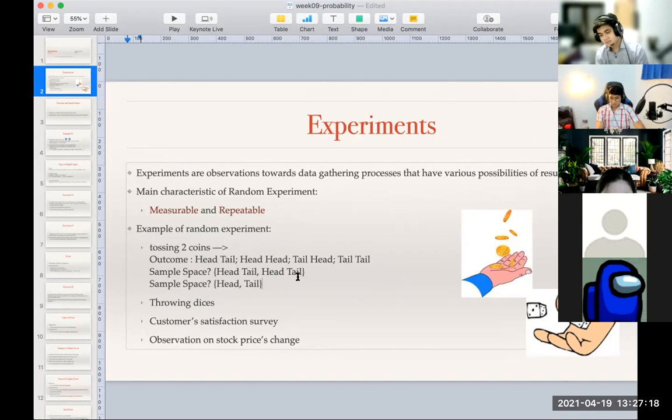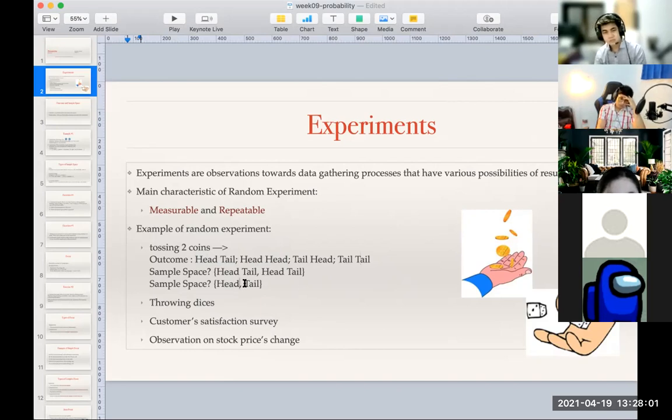Like I've already explained, for the sample space, you should put all the possible outcomes into your sample space. Let's discuss Kathleen's answer here. According to Kathleen, the sample space only consists of head, comma, tail. It means only head and tail. So basically, this will be correct if you use only one coin. But if you use two coins, earlier your friend Gabriel already explained the possible outcomes. There are 4 possible outcomes: head, tail, tail, head, and tail, tail.